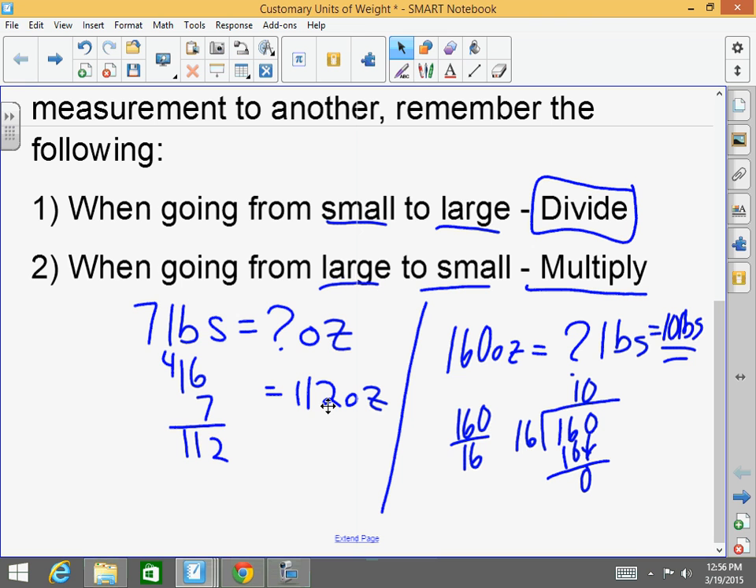Just to have a review of length or distance, 1 foot has 12 inches. 1 yard equals 3 feet. 1 yard also equals 36 inches. 1 mile equals 5,280 feet. And 1 mile also equals 1,760 yards. And again, for weight, 1 pound equals 16 ounces, and 2,000 pounds equals 1 ton. So let's get to it.